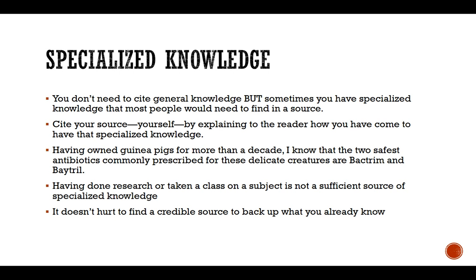Now, you still need to cite your source, but you can do that by indicating how you know the knowledge. Say, as a lifelong Yankees fan, I remember the batting average of so-and-so. Or, having owned guinea pigs for more than a decade, I know the two safest antibiotics are. Now, keep in mind that having taken a class on the subject or done some research on the subject is not good enough for your specialized knowledge. You need to make sure that you give us a source.